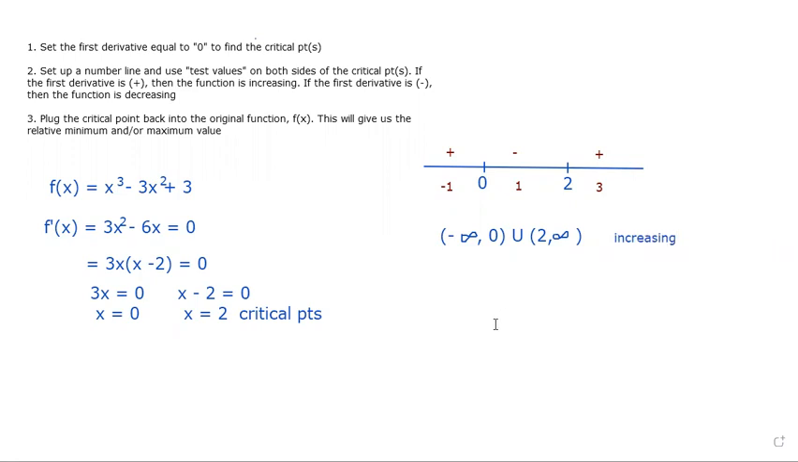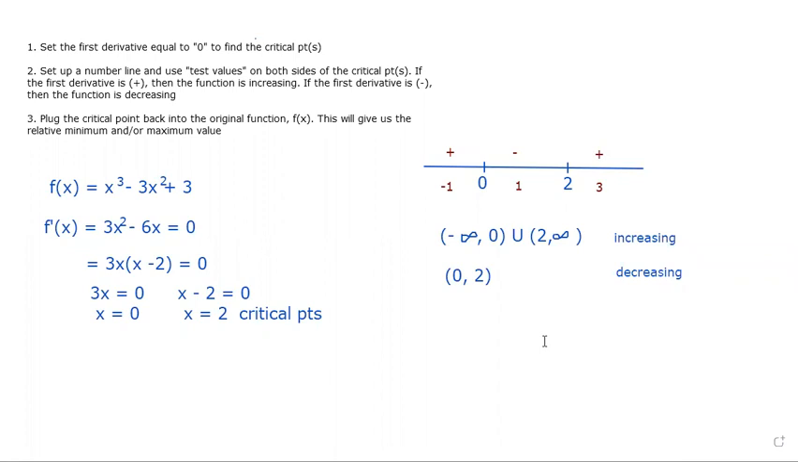But it's going to be decreasing from where? We can look right here and see. From 0 to 2. Why is it decreasing? Because it has that negative in the middle. So even though it doesn't seem very significant, it is. So it's increasing from negative infinity to 0 and 2 to infinity. It is decreasing from 0 to 2.